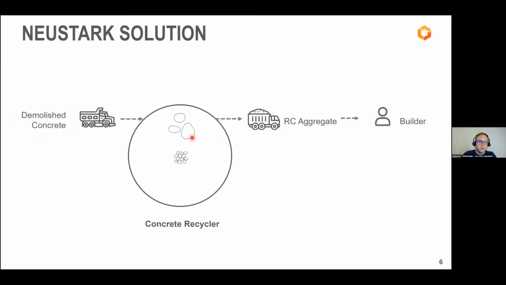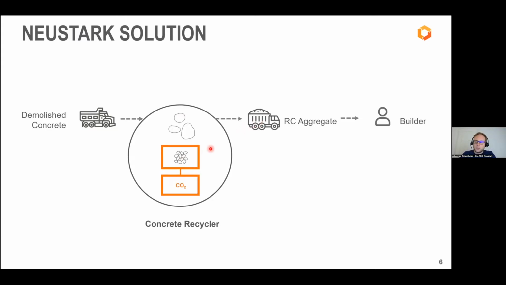So this demolition concrete is collected at concrete recycling plants, broken into concrete aggregate, and this concrete aggregate then replaces conventionally primary aggregate and sand in construction activities, for instance, roads or buildings.